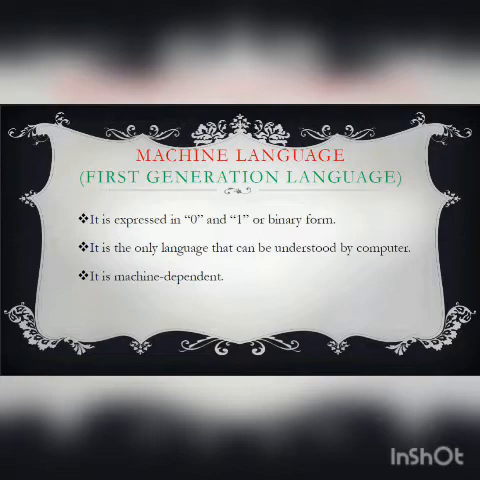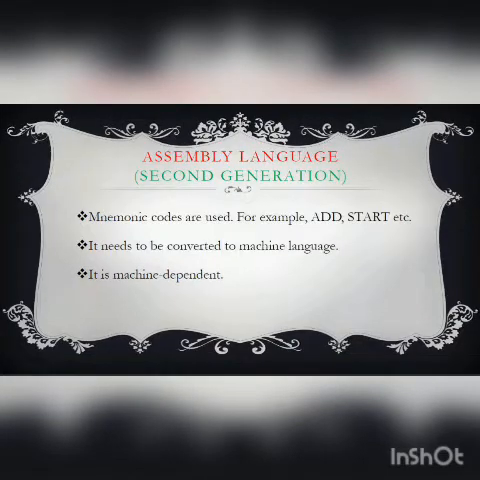So now we'll go to the next slide. It is your assembly language. Assembly language is also known as second generation language. In second generation language or assembly language, mnemonic codes are used. For example, in place of zeros and ones, we can write words like add, start. And because computer can understand only machine language, this assembly language has to be converted to machine language. How to convert and what are the procedures, I'll tell you in the next class.